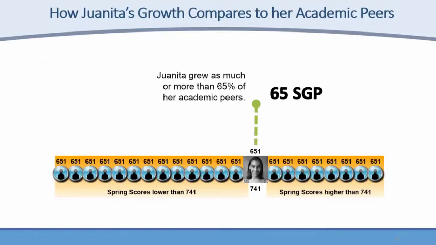After looking at all the data, Juanita grew more than 65% of the students who started like her. That means her SGP is 65. Had Juanita's score been a 50, her growth would be considered typical, with half of her academic peers performing better and the other half not as well.